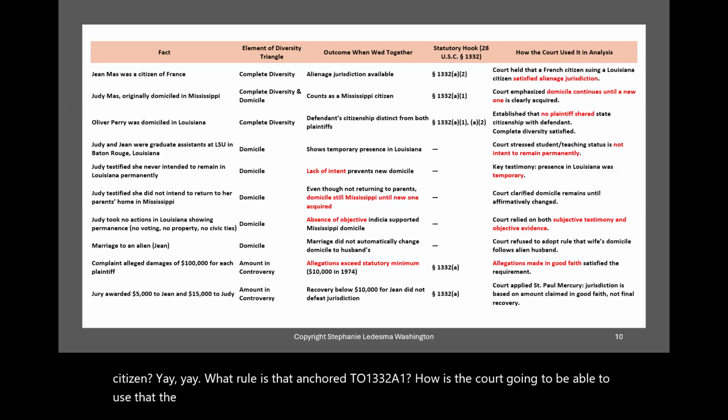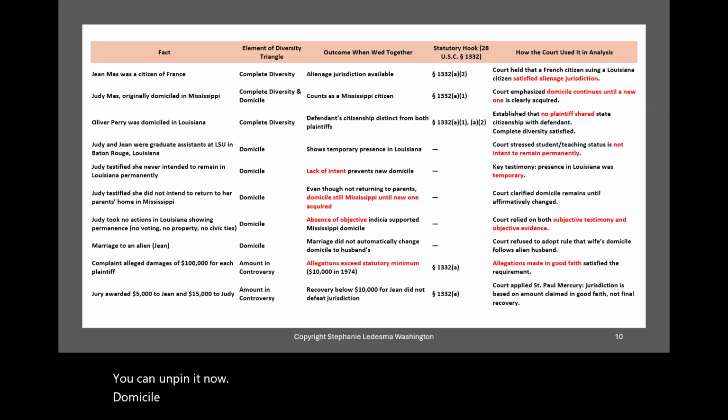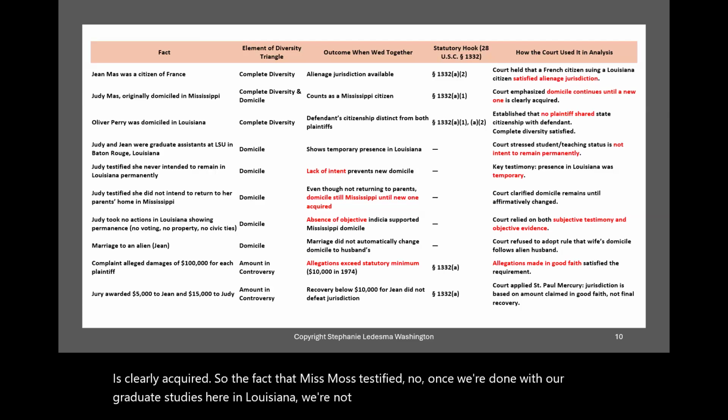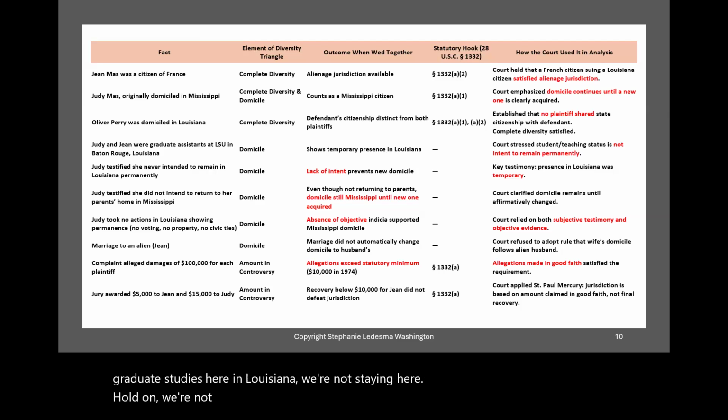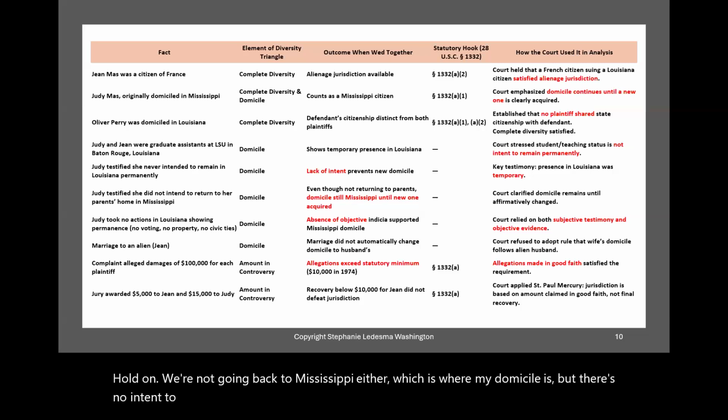The court emphasized that domicile, I told you to pin it, you can unpin it now, continues until a new one is clearly acquired. So the fact that Ms. Moss testified, once we're done with our graduate studies here in Louisiana, we're not staying here. Well, hold on. We're not going back to Mississippi either, which is where my domicile is, but there's no intent to stay there indefinitely, and there's no intent to stay here indefinitely. Does that mean that Miss Moss doesn't have a domicile?